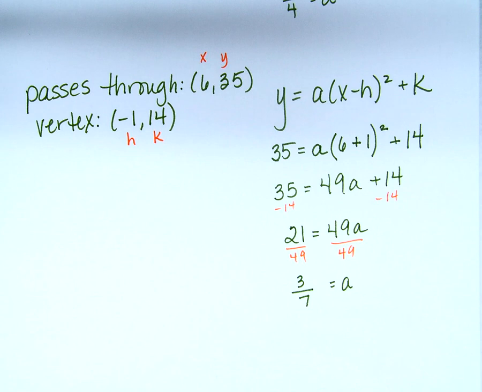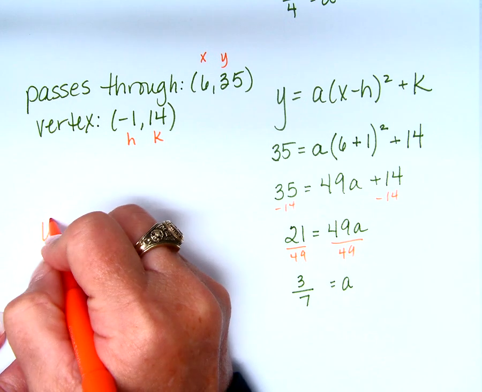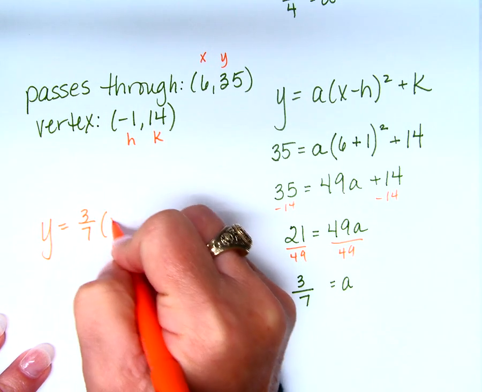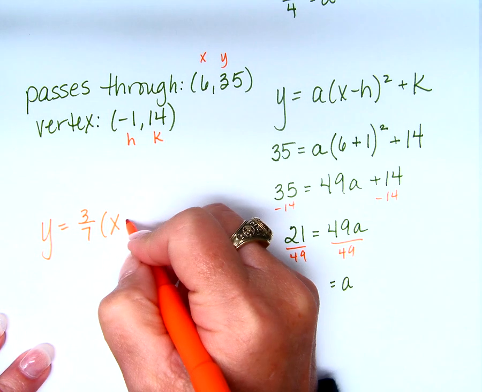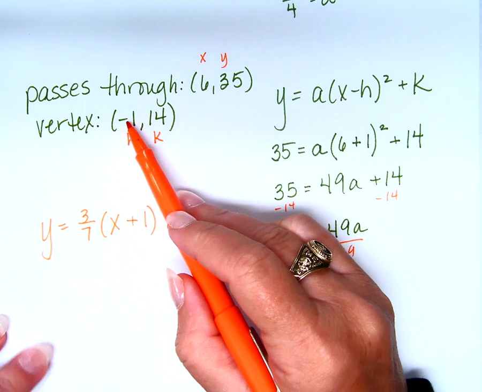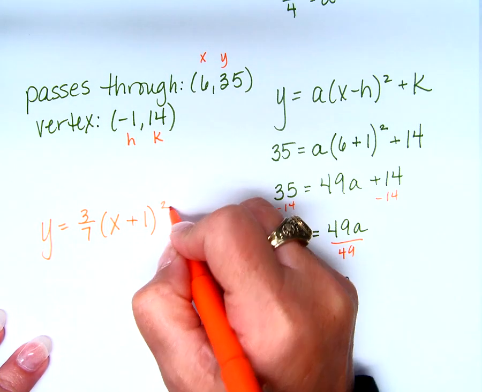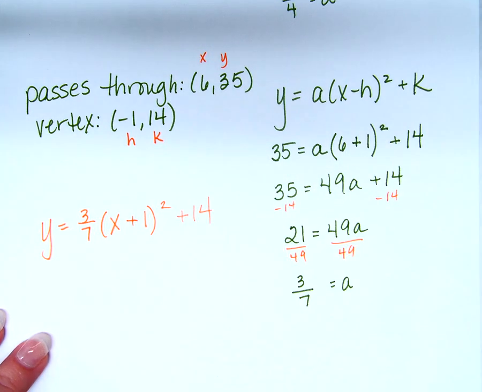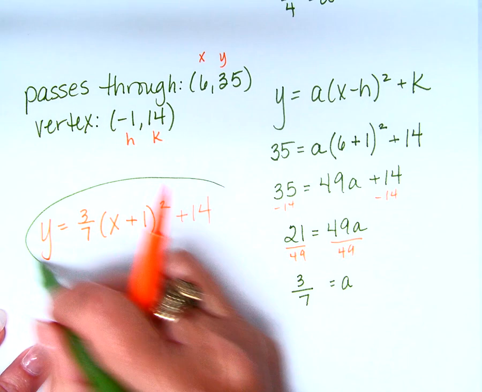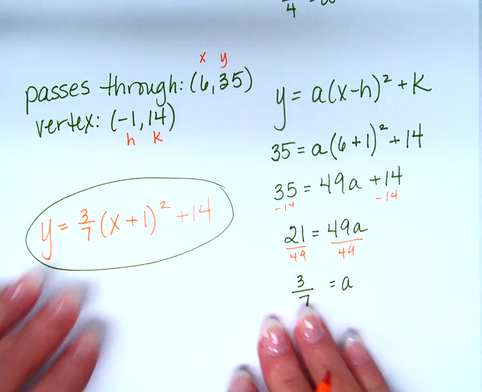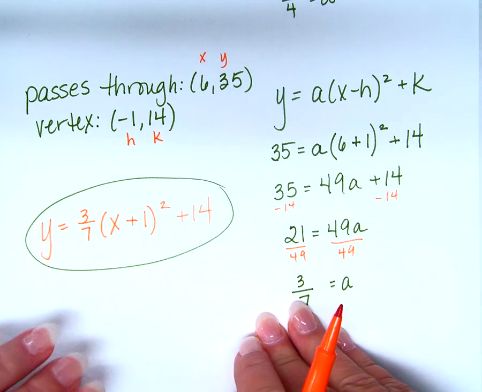Am I finished? What do I lack? Yeah. Right, I like my equation, right? So y equals 3/7, good, (x plus 1), right? Because it's x minus h, and x minus a -1 is x plus 1, squared, plus 14. Any questions? You doing good so far? Okay.